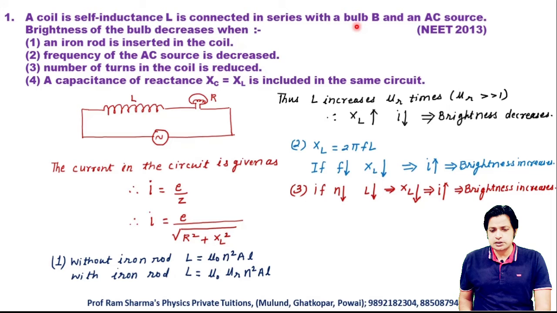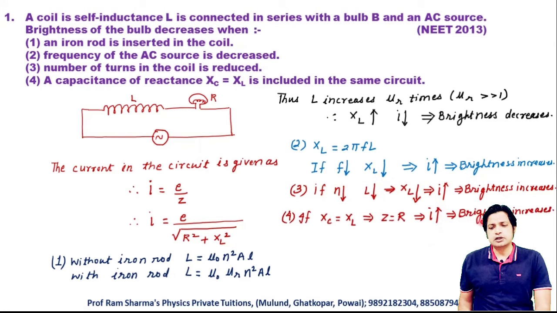If the opposition, that is this lower part, the denominator Z, will be minimum, it will be equal to R, and if that happens, the current will be maximum, and if current is maximum, brightness will increase, whereas we wanted the brightness to decrease. So I'll write here, if you introduce a capacitor whose reactance is equal to XL, then Z will be minimum, the denominator will be minimum, so current will be very large and the brightness will increase. So according to the question given, only the first option is correct. Okay, first option is the answer.